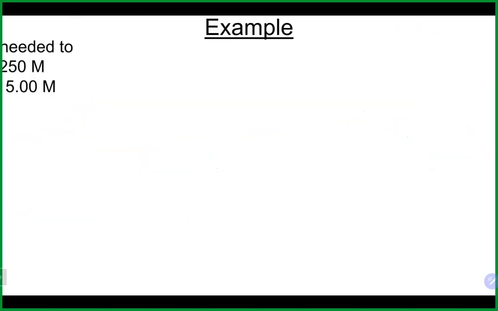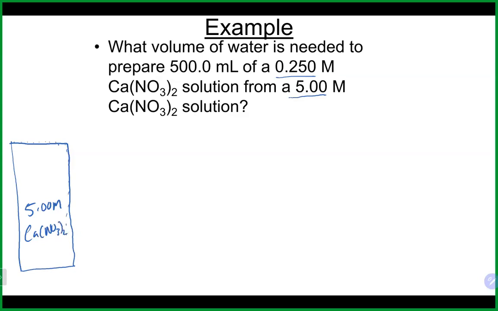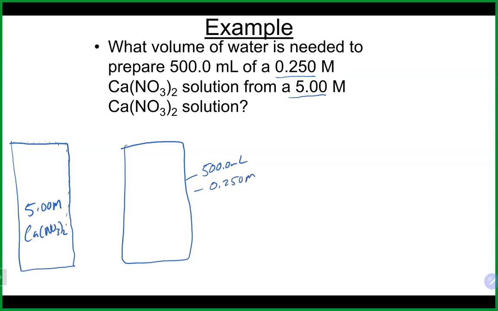All right, let's take a look at another one here. What volume of water is needed to make 500 milliliters of a 0.25 molar calcium nitrate solution from a 5 molar calcium nitrate solution? Once again here, we have a more concentrated solution and we want to make a more dilute solution. So we have a 5 molar bottle of calcium nitrate sitting there. And once again, we want to make a new solution that has a total volume of 500 milliliters and a molarity of 0.25 molar.